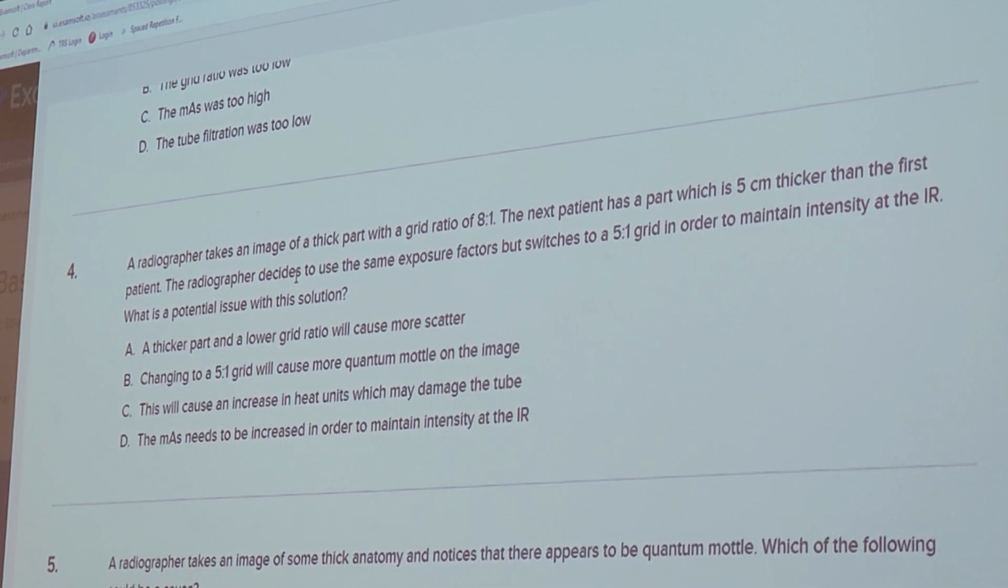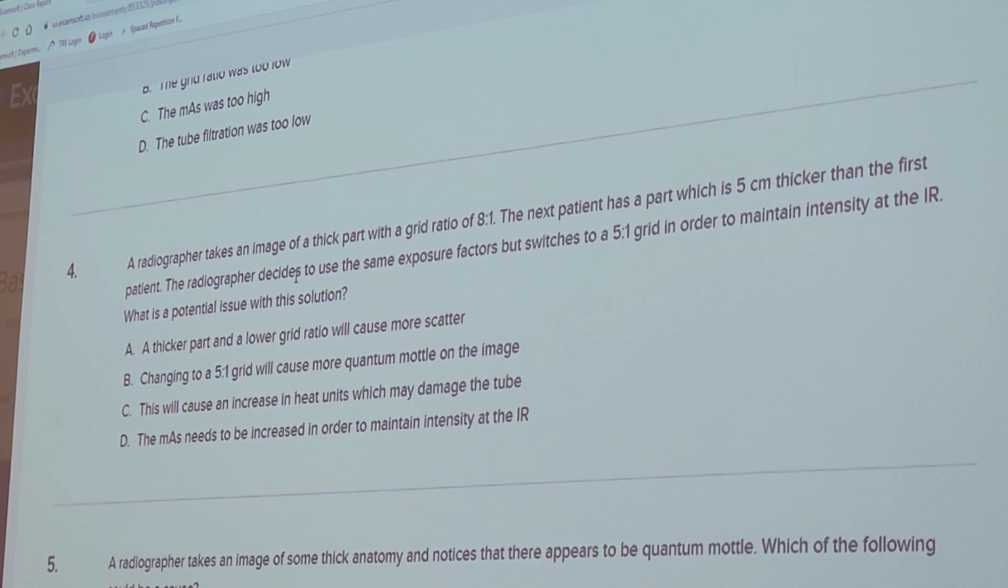Awesome. So number 4, a radiographer takes an image of a thick part with a grid ratio of 8:1. Number 5. The next patient has a part which is 5 centimeters thicker than the first patient. The radiographer decides to use the same exposure factor but switches to a 5:1 grid in order to maintain intensity at the IR. What is the potential issue that would result from this?